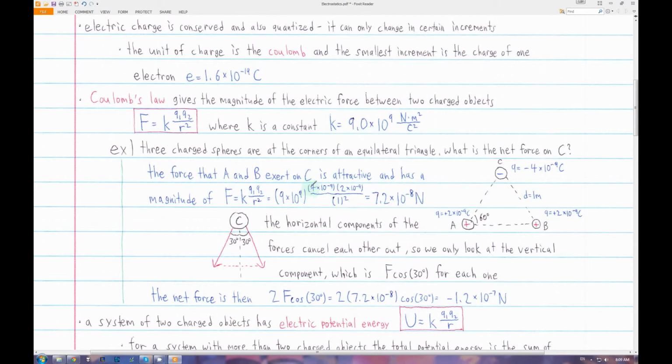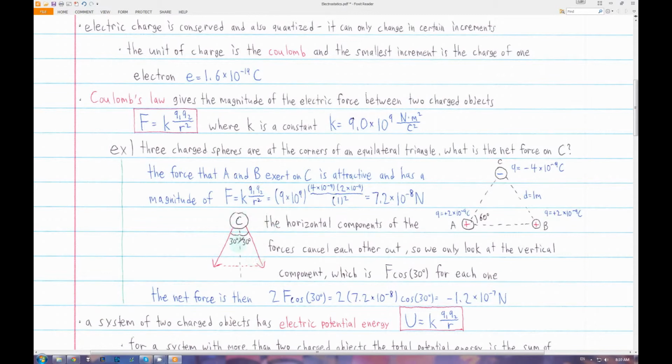Notice how I didn't use the negative because it doesn't matter. All we want to do is find how strong the force is, and then we can determine the direction based on if they are repelling or attracting. So in this case, they are attracting each other. So we can draw a force diagram for C like this.